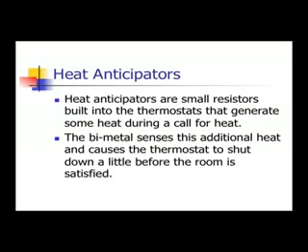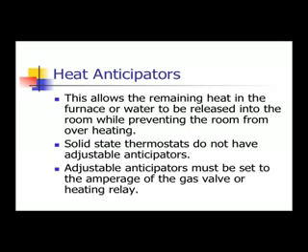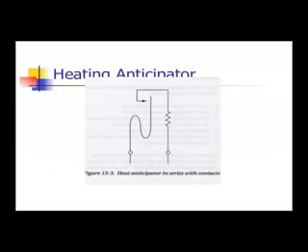When a furnace is warming up after the thermostat calls for heat, the temperature continues to rise. The furnace holds a lot of heat and will continue to provide heat to the space as it cools down. This is called overshoot. To prevent this, most thermostats contain a device called a heat anticipator. Heat anticipators are small resistors built into the thermostat that generate some heat during a call for heat. The bimetal senses this additional heat and causes the thermostat to shut down a little before the room is satisfied. This allows the remaining heat in the furnace or water to be released into the room while preventing the room from overheating. Solid-state thermostats don't have adjustable anticipators. They don't need them. The computer control can do this on its own.